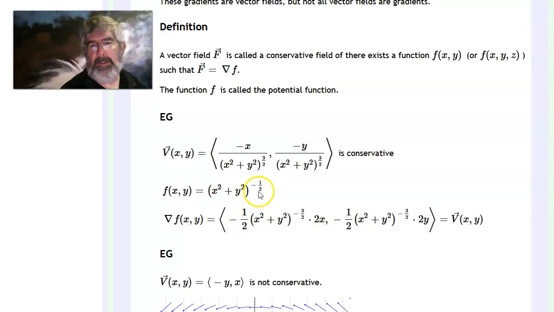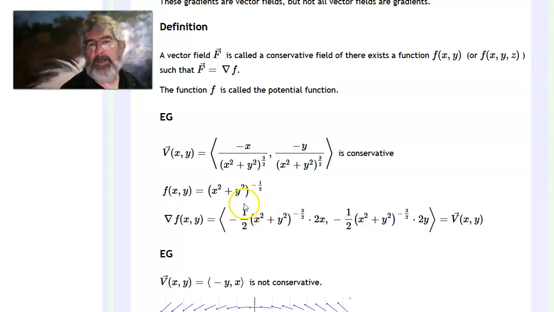Well, taking the partial with respect to x, the minus one-half pops out in front. That exponent then drops to minus 3/2. Chain rule then says times the derivative of the inside, but I'm taking the partial derivative with respect to x, so the partial derivative of the inside there is just 2x. The 2's cancel out, and I end up with that first component of v there.